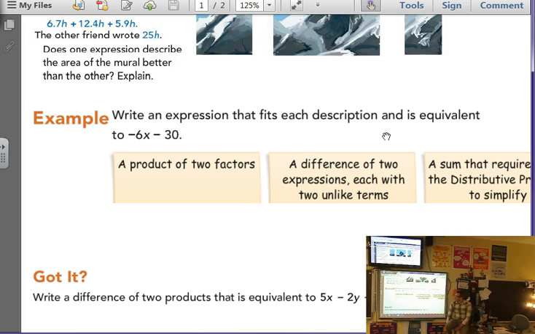So we want to write an expression that fits each description that would come out to be equivalent to negative 6x minus 30. And this is what it's like to be a math teacher. So what we're saying is you want negative 6x minus 30 to be what your expression comes out to in the end. So a product of two factors.